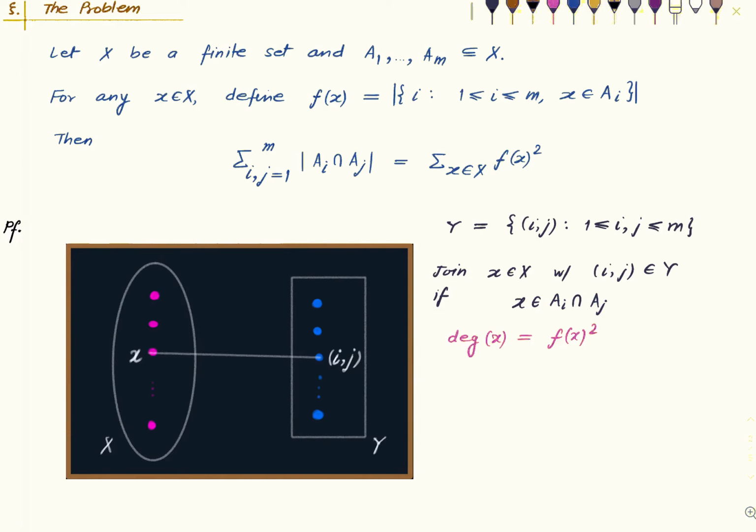And now what is the degree of this guy? This is joined with a bunch of things, but which things? Those things which are elements of this intersection.